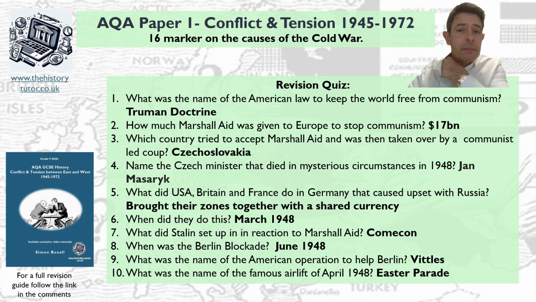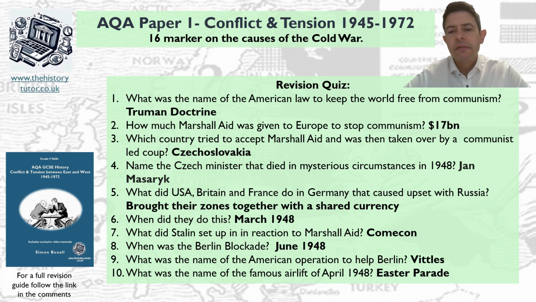So what was the name of the American law to keep the world free from communism? Of course, it's the Truman Doctrine. And how much Marshall Aid was given to Europe to stop communism? $17 billion. Which country tried to accept Marshall Aid and then was taken over by a communist coup? Of course, that was Czechoslovakia. And name the Czech minister that died in mysterious circumstances in 1948. That was Jan Masaryk.